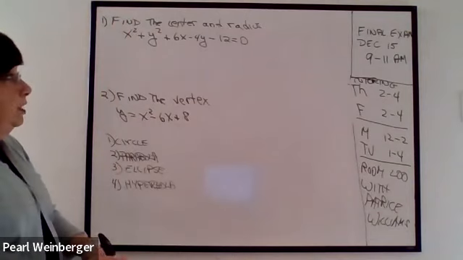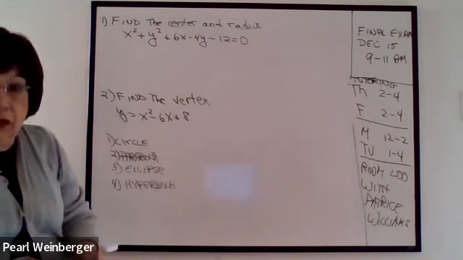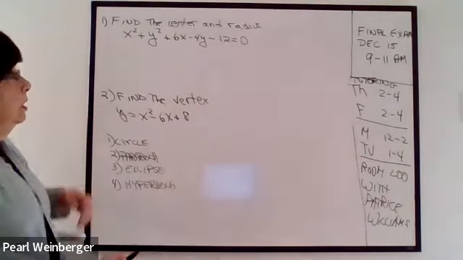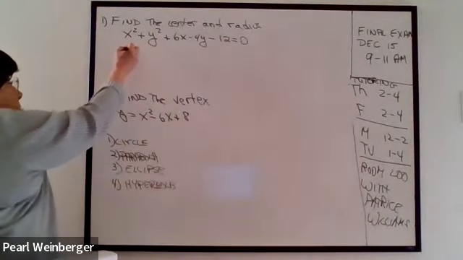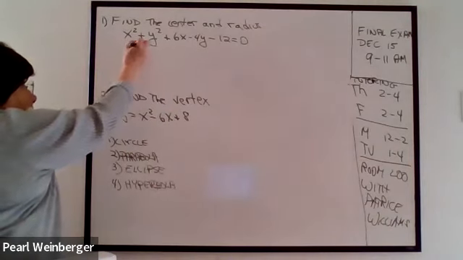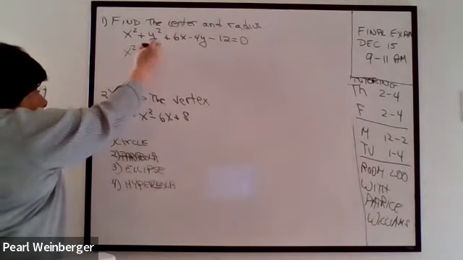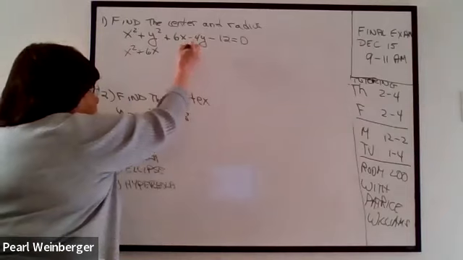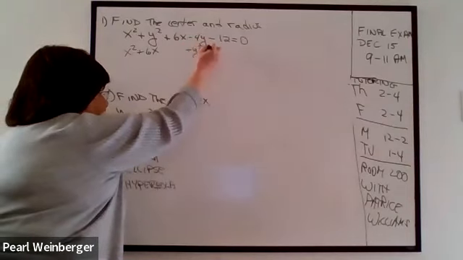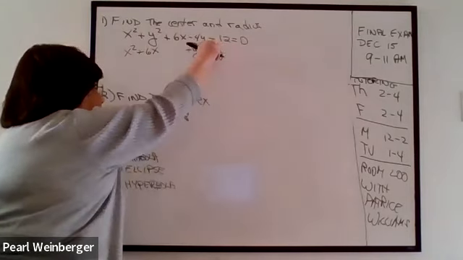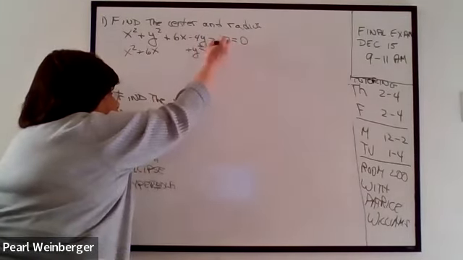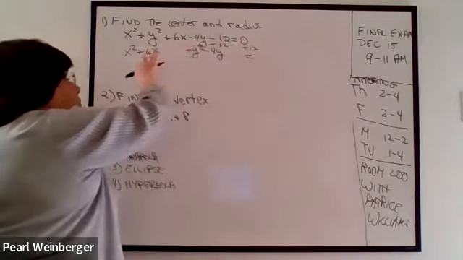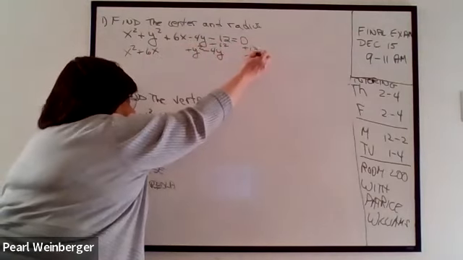What we do to find the center and radius is to put this in what we call standard format. We do that by putting all the x terms together. So we'll have x squared plus 6x, and we'll leave a space. Then we'll put the y terms, which is y squared minus 4y. And this negative 12, we're going to bring to the other side. We're going to add 12 to both sides because we only want the x's and the y's on the left side.